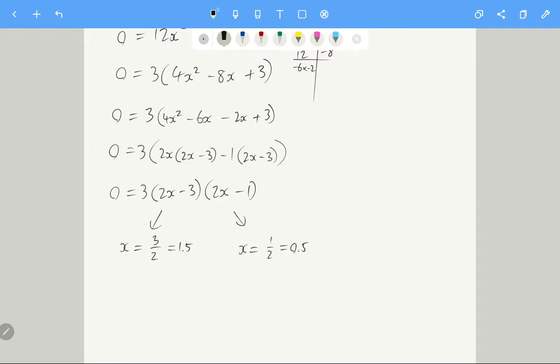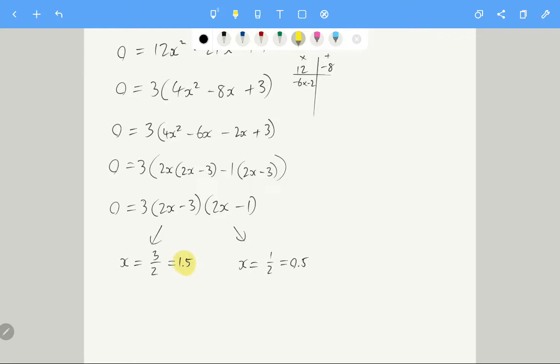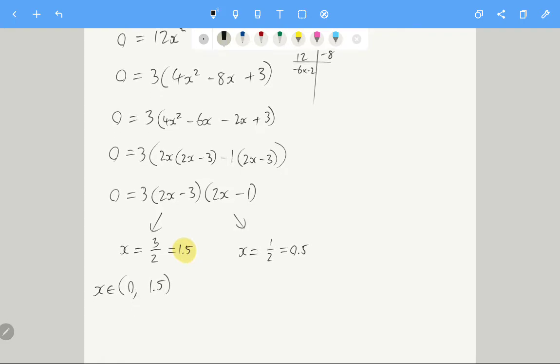Now, we worked out before that the domain of the function is between 0 and 1.5, not including 1.5. So automatically 1.5 is out. This cannot be a solution. Therefore, the only stationary point that we have is 0.5. Well, it's the only potential, is a potential maximum.